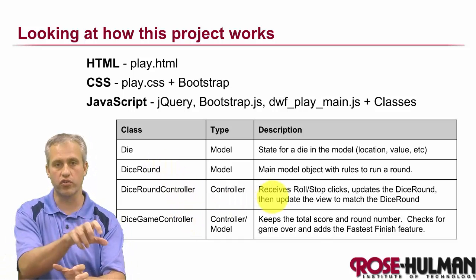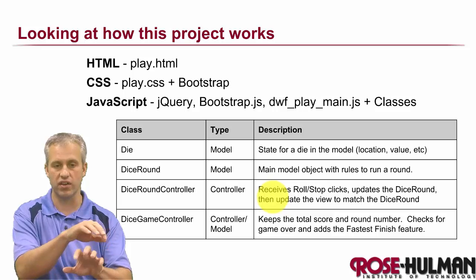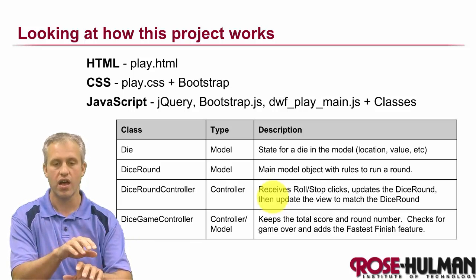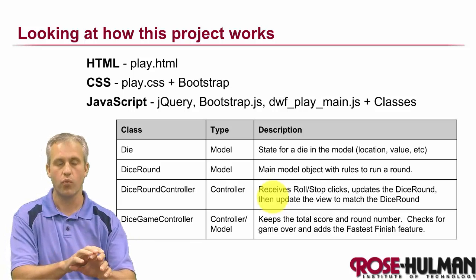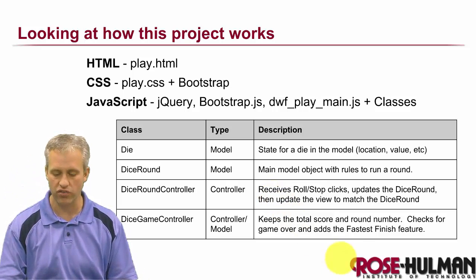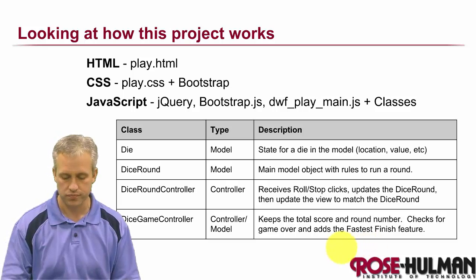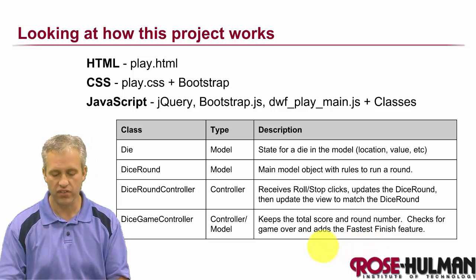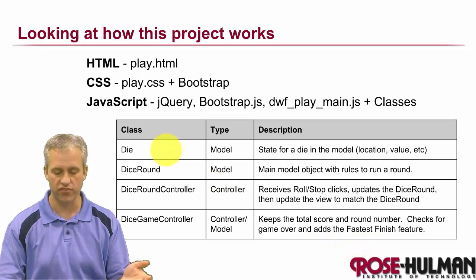One controller controls the round, so it updates the views on the buttons, and then another controller actually does the total game score and what round you're in, and it also does that fastest finish feature. If you dive into these files, you can see what functions these things have.